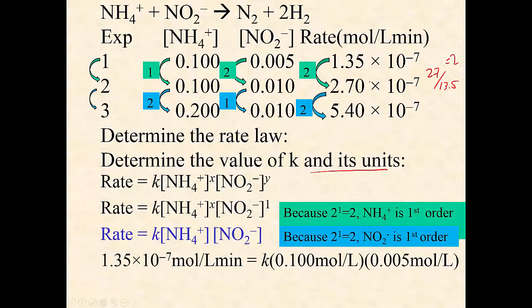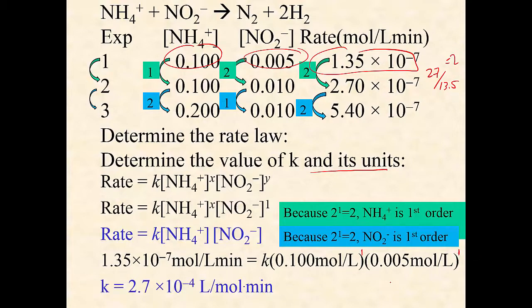So I'm going to use trial 1. So here's the rate. Plug that in for your rate. Here's your value for your concentration of each. Now, if it had an exponent, you put the exponent, but both of these are just to the first, so we don't have to worry about that. Then you're going to divide to solve for K.